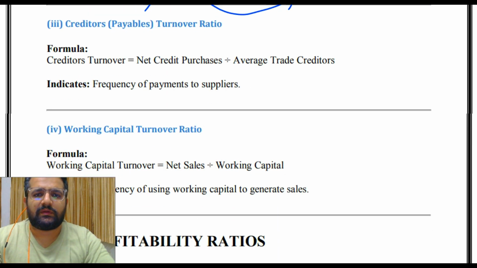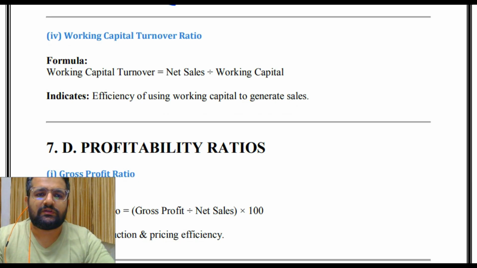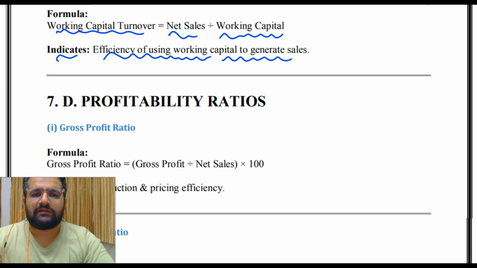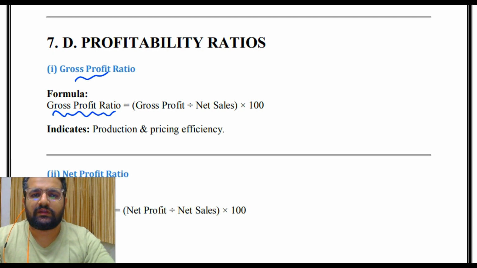Then creditors or payables turnover ratio. Creditors turnover is net credit purchases divided by average trade creditors. Indicates frequency of payments to suppliers. Then working capital turnover ratio. Formula: working capital turnover is equal to net sales divided by working capital. Indicates efficiency of using working capital to generate sales. Then profitability ratio, gross profit ratio. Formula: gross profit ratio is equal to gross profit divided by net sales into 100.